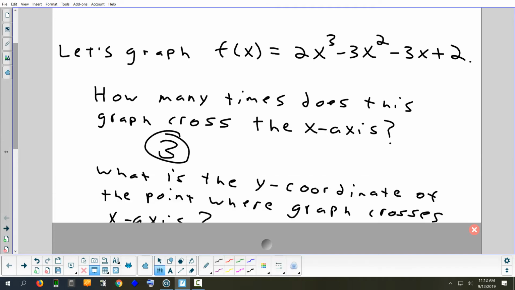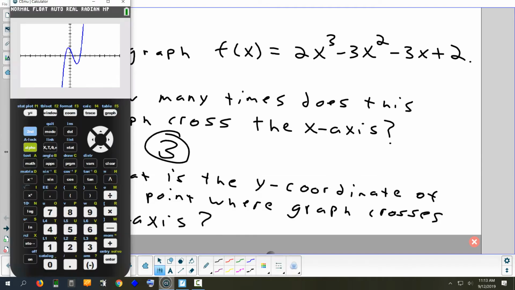What's the y-coordinate of each one of the points where it crosses the x-axis? 0. I don't know what the exact x-coordinate is. I could find it. I could guess what it is. But the y-coordinate is 0. Any questions why the y-coordinate is 0, where that graph crosses the x-axis?